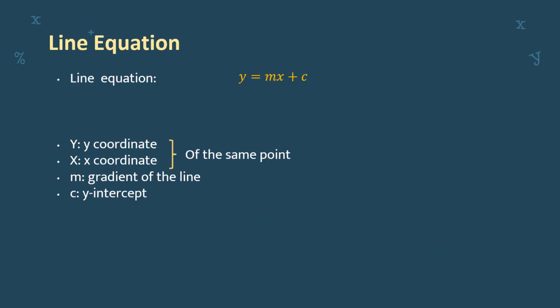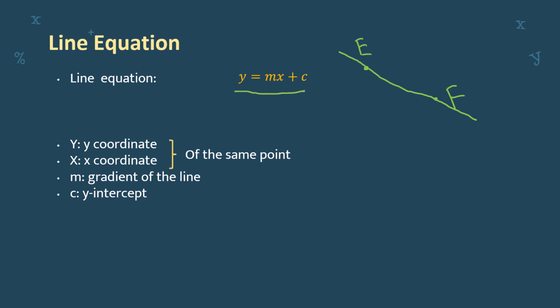Okay, now we move on to line equation. The line equation tells us the equation of the line. Okay, let's assume we have 2 points, point E and point F. And there's a line that's drawn going through E and F. This line EF can be defined using the line equation y equals mx plus c.